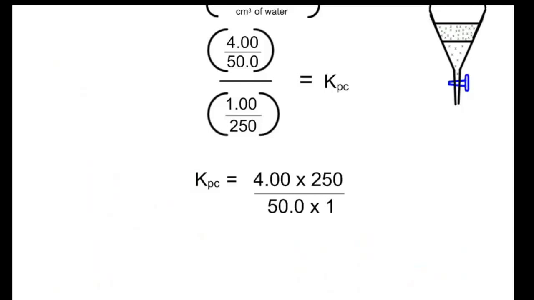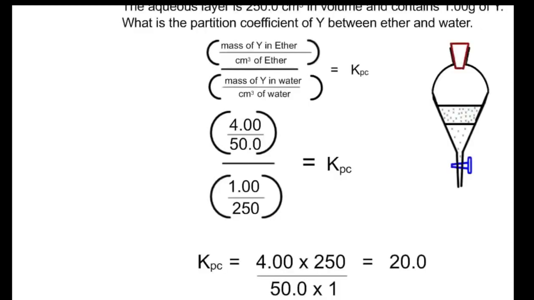What you do then is to change it from a fraction over a fraction, invert the fraction or divisor on the bottom line, and then change it into a multiplication. So that will be 4 over 50 times 250 over 1. And that comes out, as you see, to give us a partition coefficient of 20. That's it.